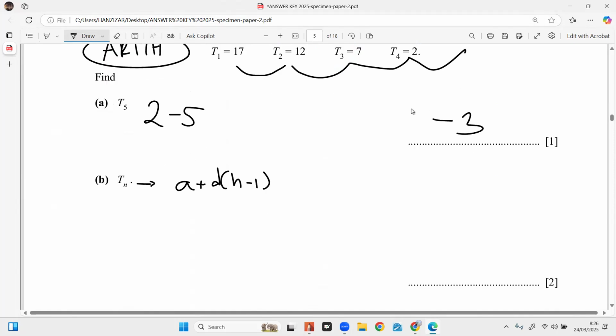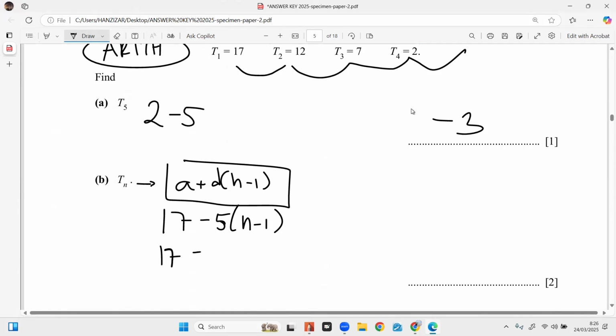The a is 17. Subtract 5, right? The difference is 5. And subtract 1. Let n be n itself, right? Because it is according to the arithmetic rule. 17 minus 5n plus 5, which equals 22 minus 5n, or negative 5n plus 22. I'm afraid that you only get 1 mark.